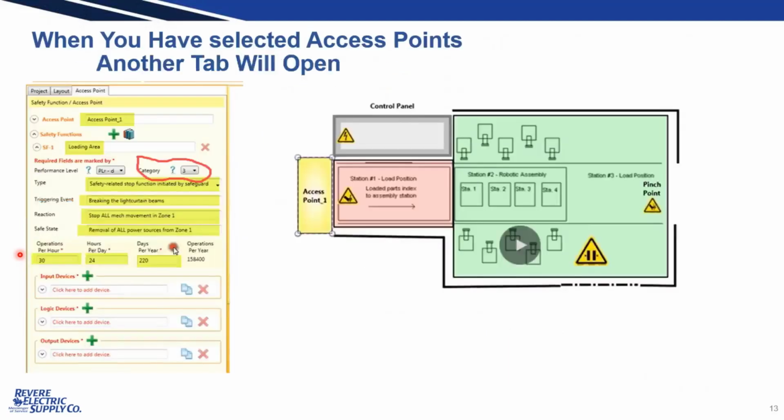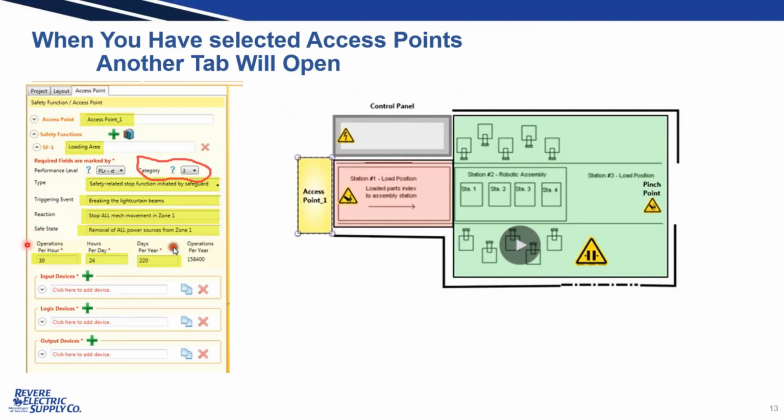As soon as you do that, you'll open another box, which will allow you to identify and add more information to that particular area. In this case, we're going to label it access point 1, the loading area, and then what the type of function is. We want a safety related stop function. The triggering event will be, we want to break a light curtain beam, and the reaction would be to stop all mechanical movement in zone 1. And then the safe state, of course, would be to remove all power sources from zone 1.